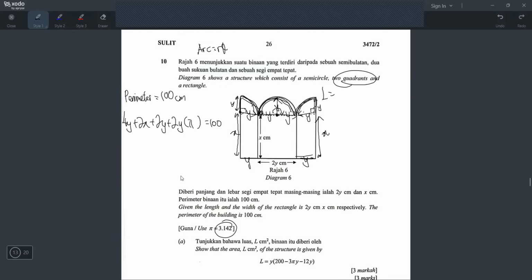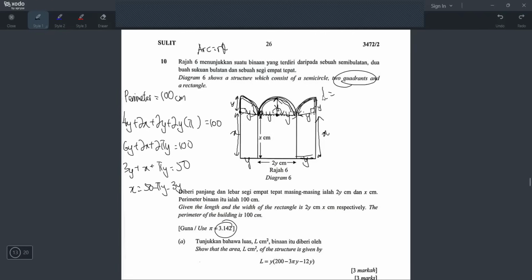Don't forget, I want to find x because later my L has to be in terms of y. That's why I have to find x. So it will be 4y plus 2y, which is 6y, and then plus 2x plus 2 pi y equals 100. And don't forget, I want to find x. Okay, everything can divide 2, right? So divide 2, divide 2, divide 2, divide 2. Okay, now I can find my x. It will be 50 minus pi y minus 3y. But of course, this is not the answer. This is just x. Now only I can start to find the area of the structure.